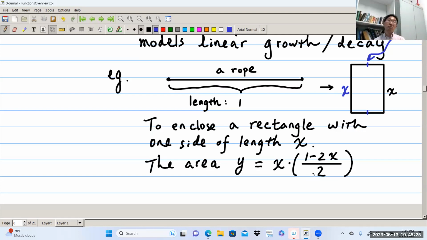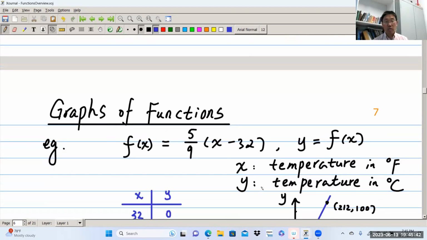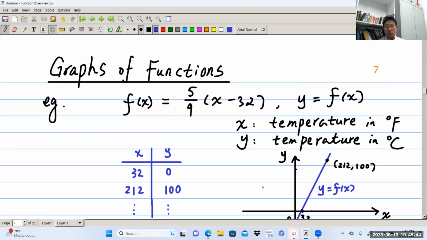So we have this problem here. Clear? So you need to model the area of this rectangle as a function of one side x. Then you try to maximize this function and see how to choose the x to make y largest. Okay, we are going to solve this problem in the next class. Okay, now next, let's consider graphs of functions.